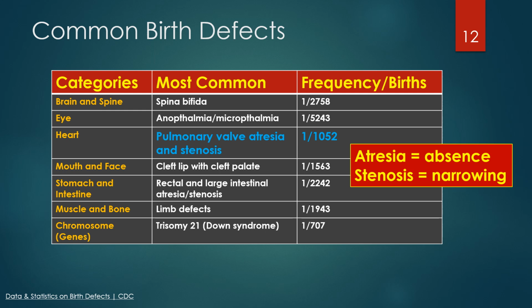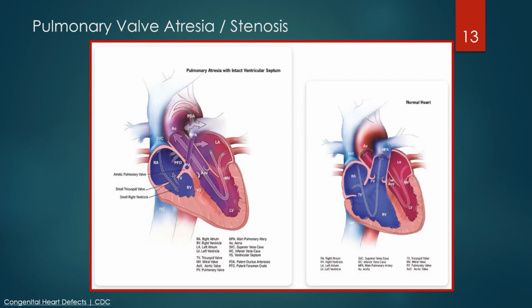The most common heart birth defect is pulmonary valve atresia and stenosis, seen in 1 of every 1,052 births. Atresia means absence, and stenosis means narrowing. As diagrammed, an absent or severely narrowed pulmonary valve restricts the flow of blood to the lungs, preventing adequate oxygenation.